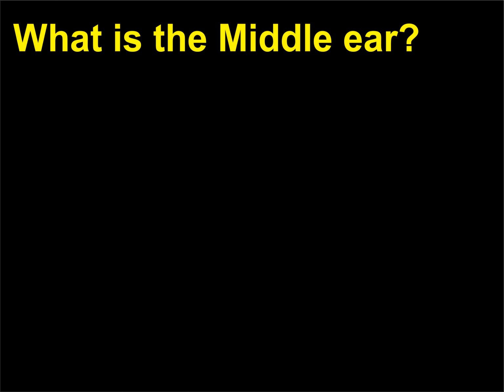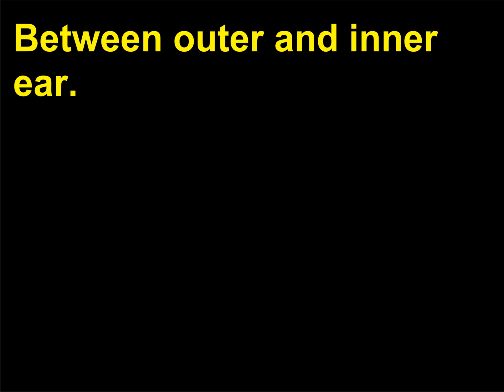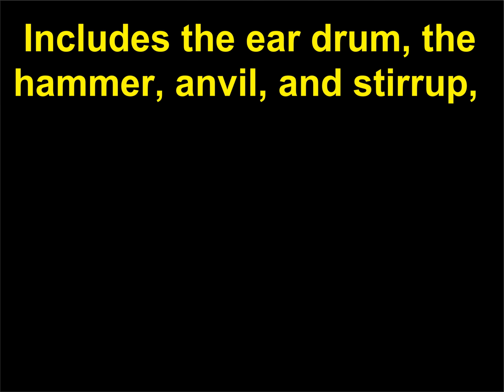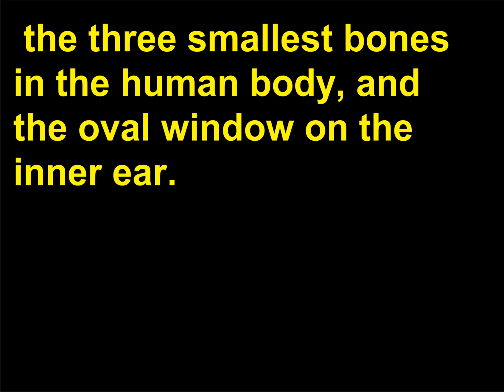What is the middle ear? Between outer and inner ear. Includes the ear drum, the hammer, anvil, and stirrup, the three smallest bones in the human body, and the oval window on the inner ear.